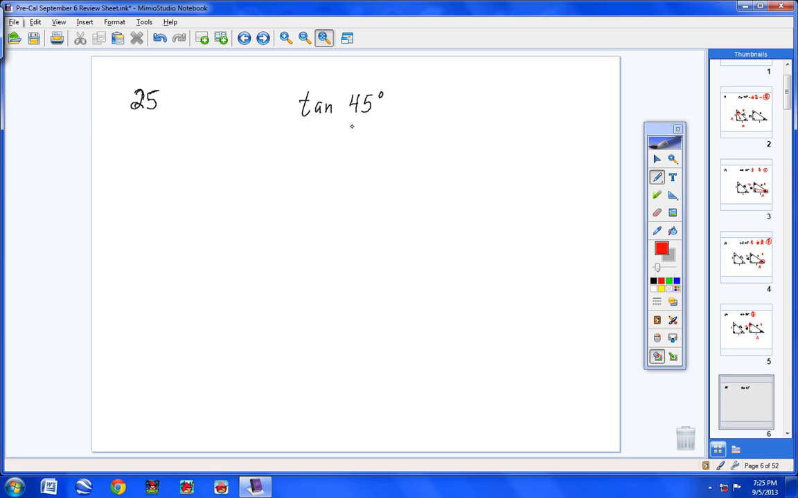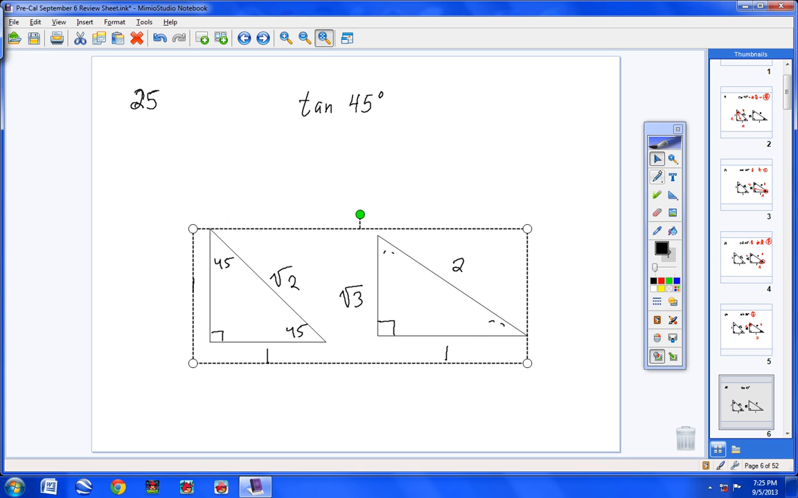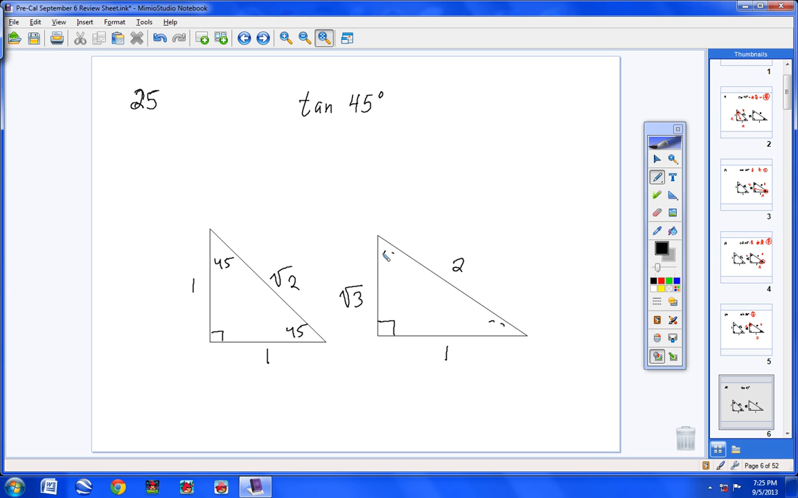Tangent of 45. Let's go ahead and paste our triangles. Unfortunately, I guess we're going to have to keep fixing these angles every time, so that's fine. Make that a 30 and make that a 60. We're doing the tangent of 45, so circle 45, go straight across. That's my opposite. This is my hypotenuse. This is my adjacent. Tangent is opposite over adjacent, so 1 over 1, which is 1. So the tangent of 45 is 1.